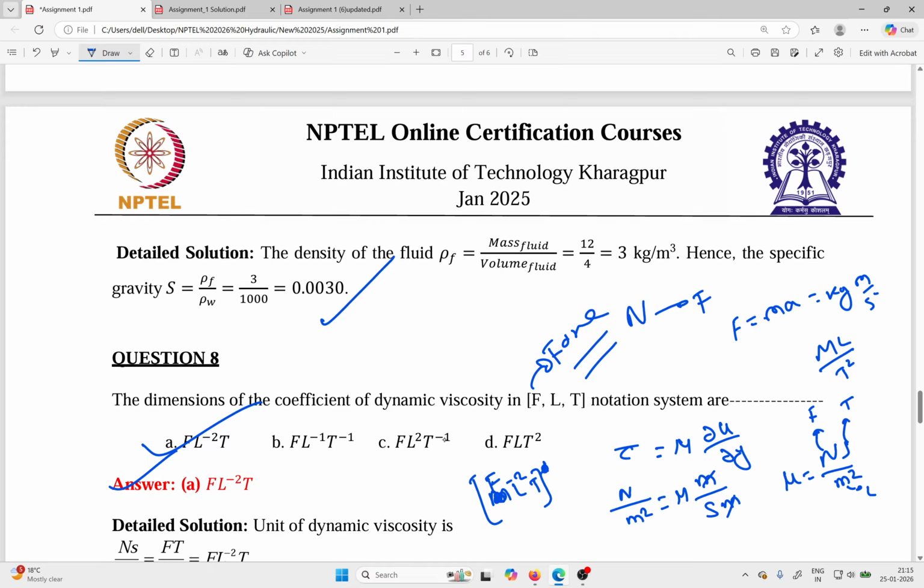If you want to write in terms of M, then in place of F you will write M L T minus 2, so M L minus 1 T minus 1. So you can calculate in terms of mass, length, time. Here it is in terms of force, length, time.